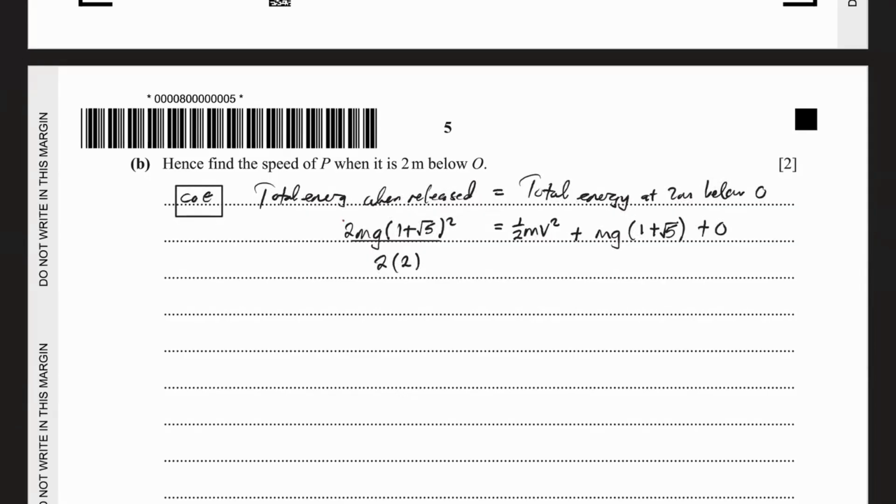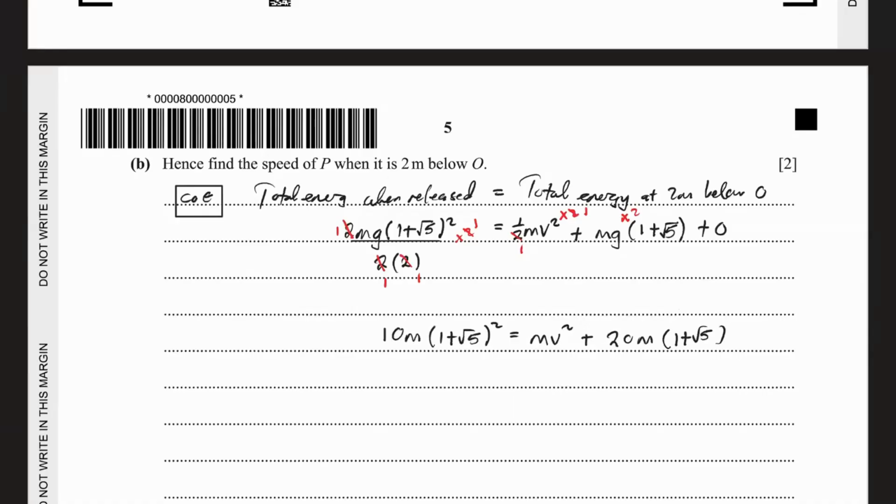All right, so here I'm going to divide this 2 into this, so they go in ones. I'm going to multiply both sides by 2. So this side by 2, this by 2, and this by 2. So we will be having this 2 cancel, and these 2's also cancel. So on the left side, I'm left with mg, which is like 10m of (1 plus root 5) squared, is equal to mv squared plus 2mg, which is like 20m of (1 plus root 5).